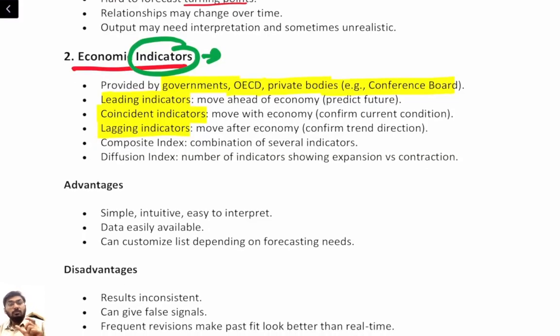Now, when I'm talking about the leading indicators, they move before the economy moves, like the stock market, new business orders, consumer confidence index. So they will tell us what is going to happen next. Stock market, because if you know that something is going to happen, it will be shown in your stock market on very short notice. If new business orders are not coming, you are going towards a recession. If new business orders are huge, you are going towards a boom.